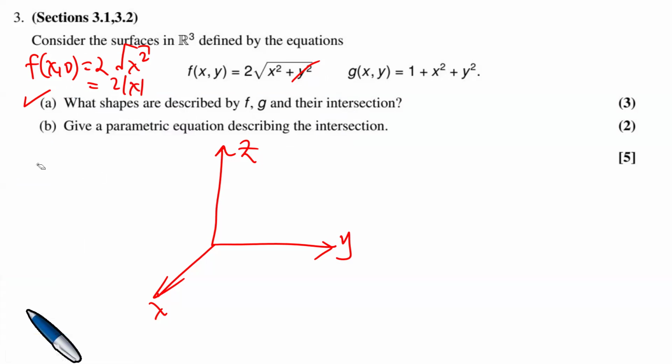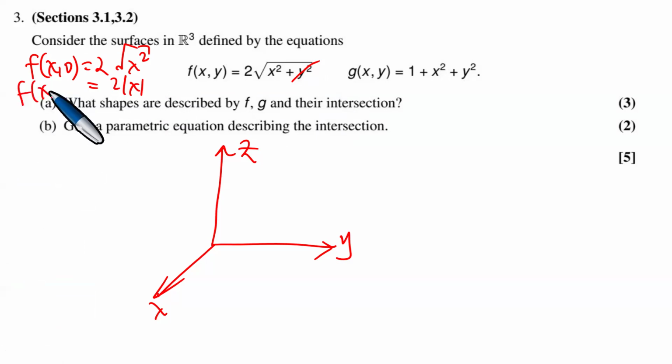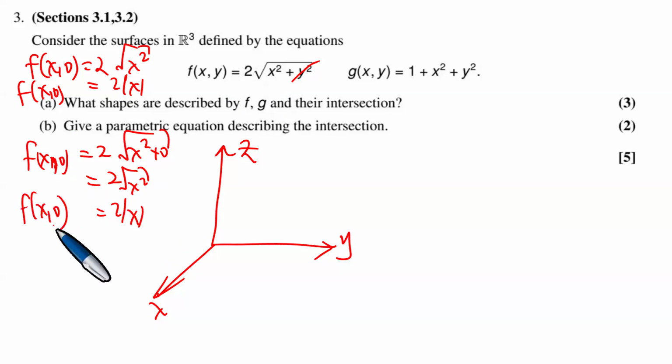So you have x and 0. This becomes like the modulus. I want to mention this very clearly as we move along. If we make y 0, we have F of x and 0, and this is 2 times the square root of x squared plus 0. Take the square root of x squared. The square root of that is the modulus, which is F of x and 0.